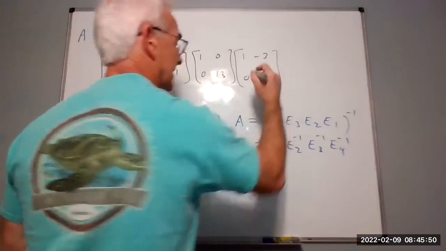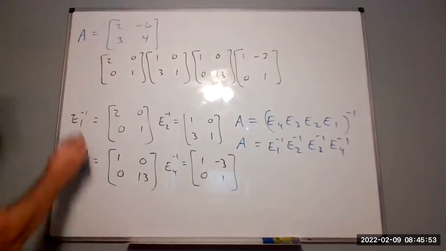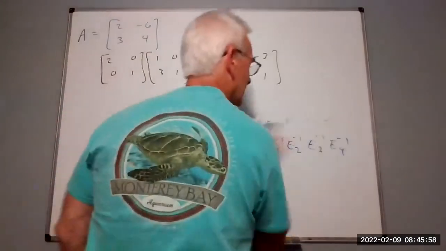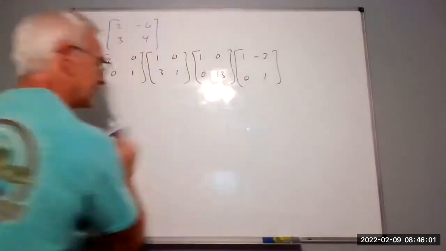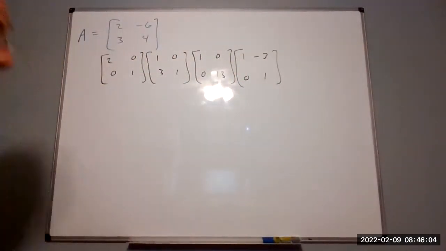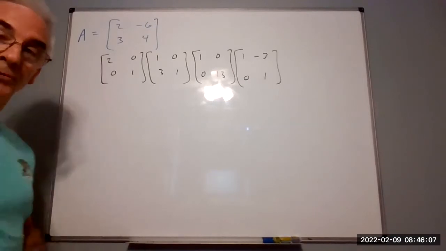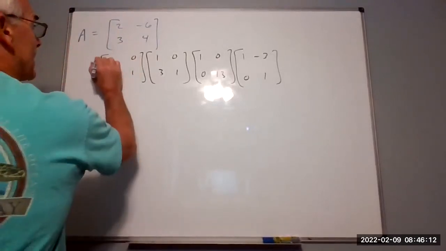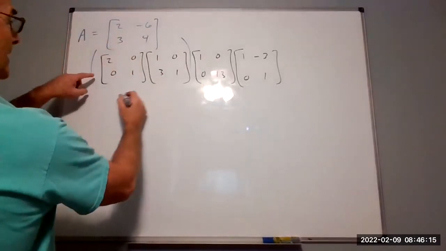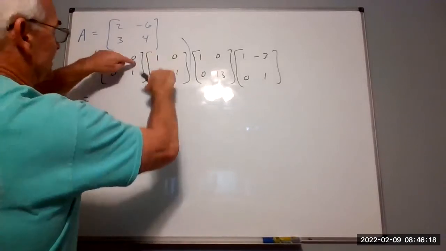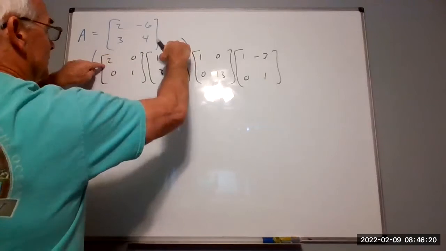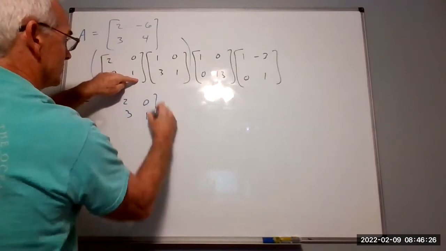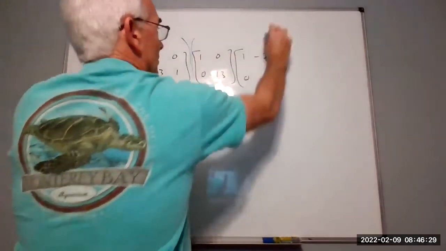I hate erasing as I go, but I'm going to do that so I have room because I just rewrote those same things. Now, if everything went correctly, when I multiply this out, I should get my original matrix A back. Okay, well, remember matrix multiplication, although not commutative, is associative. So there is a fast way of doing this. Start by multiplying these two. Okay, 2 plus 0, 0 plus 0, 0 plus 3, 0 plus 1, and then multiply these two.